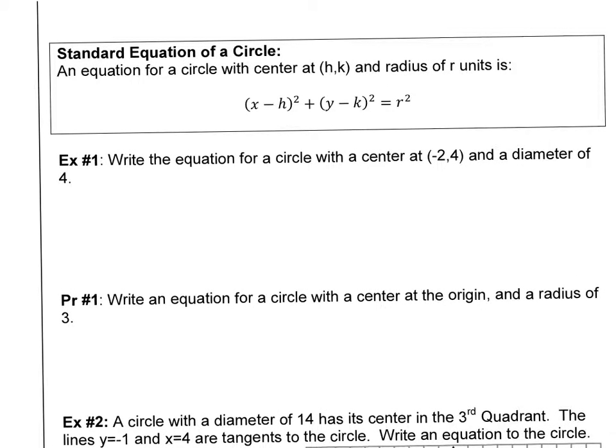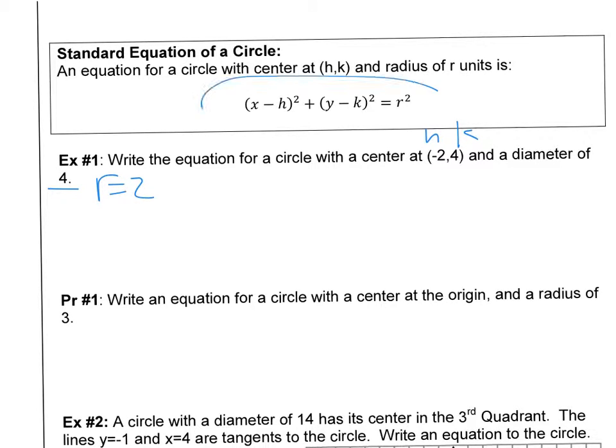Here's an example of one. It says write the equation for a circle with a center at -2, 4 and a diameter of 4. Okay, so this is the part where even if the last part was confusing to you, this part is so easy. Check it out. If the center is at -2, 4, then we could say that h is -2 and k is 4. And if the diameter is 4, we can also find the radius. It's just going to be half of the diameter, so that's 2.